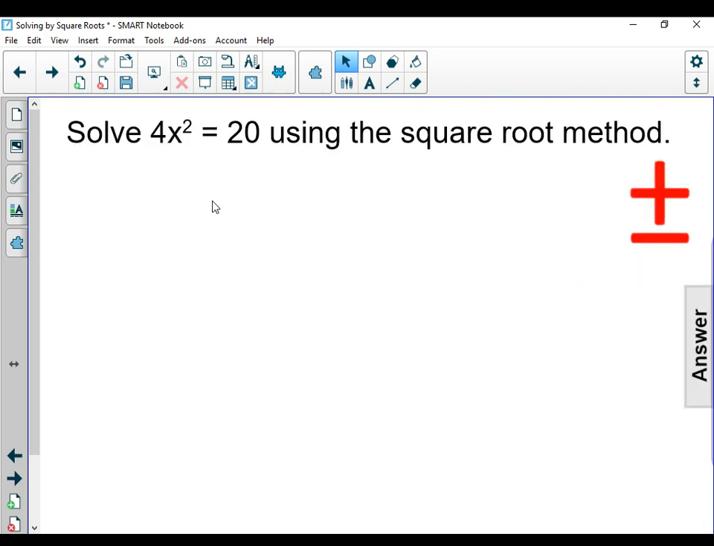So, is x squared by itself? No. Now, 4 is a perfect square, and it's tempting to go ahead and take the square root of both sides. You won't get the same answer. So we first have to get x squared completely by itself, then solve the problem.